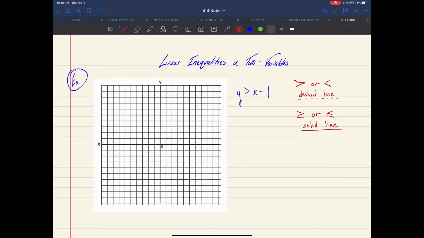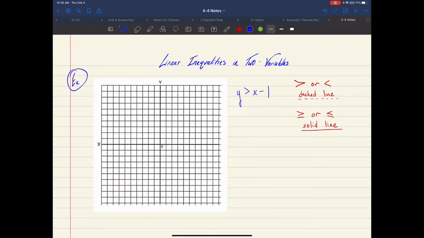And I'm talking about when you graph your actual line, you're either going to have a dashed line or a solid line. And it's based on those signs. So I'm going to go ahead and graph y is greater than x minus 1.